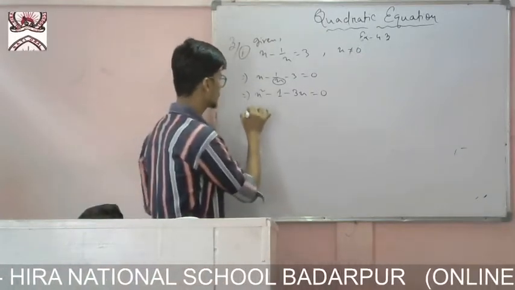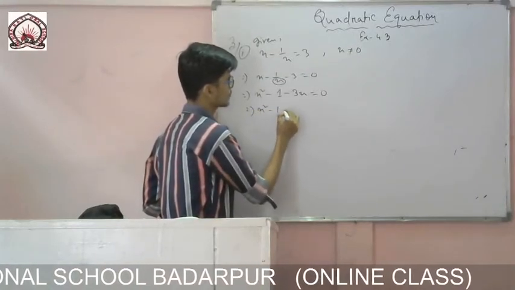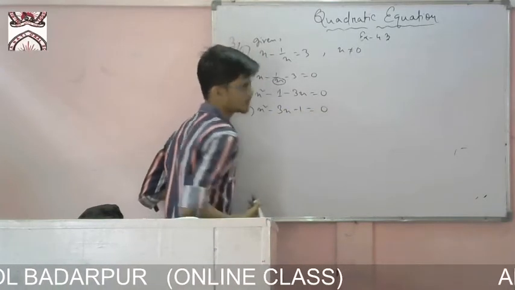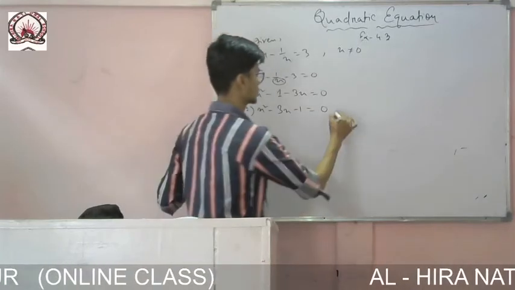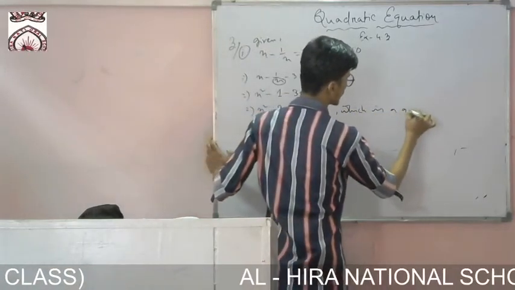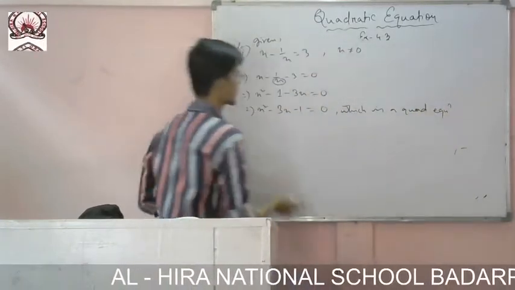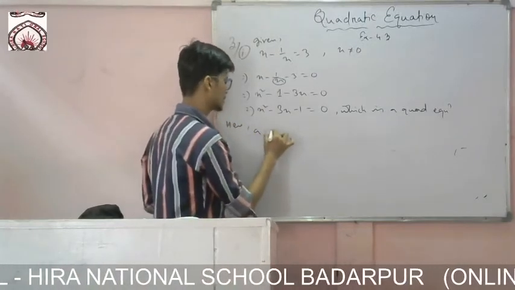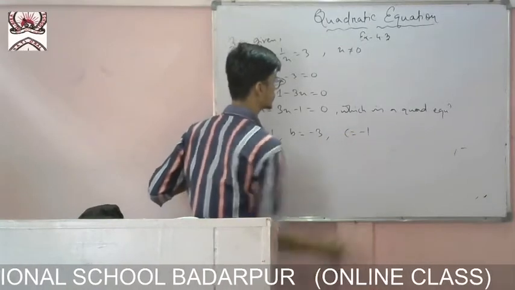Let me arrange it. It will be x square minus 3x minus 1 equals to 0, which is a quadratic equation. Now what I can do, I can find, so here a will be equals to 1, b will be equals to minus 3, c will be equals to minus 1.